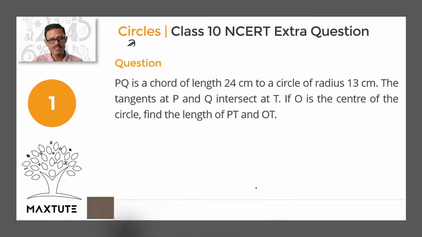Tangents at P and Q intersect at T. If O is the center of the circle, we need to compute two things. We need to compute the length of PT and the length of OT.